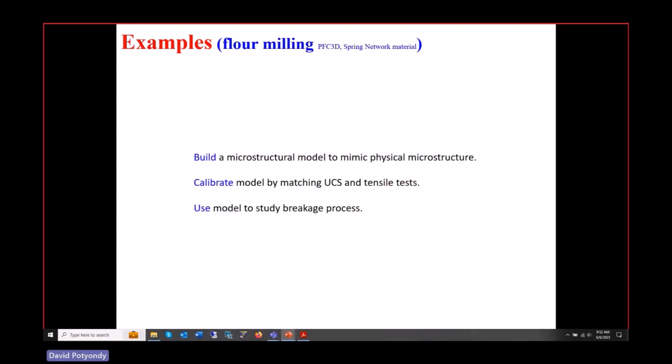Okay, listen to this. Flour milling. The whole idea here: can we build a microstructural model to mimic the physical microstructure of a grain of wheat? That's the challenge. And if we can confirm that that model is quantitatively behaving correctly, then we could use it to study flour milling. Okay, we did this for a client. I can't tell you who.